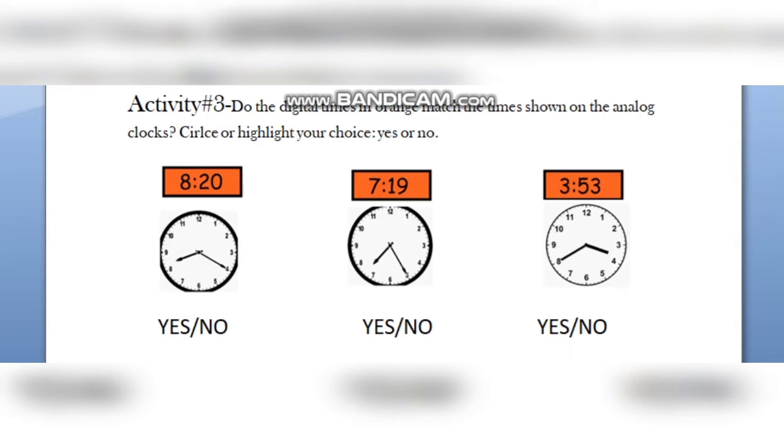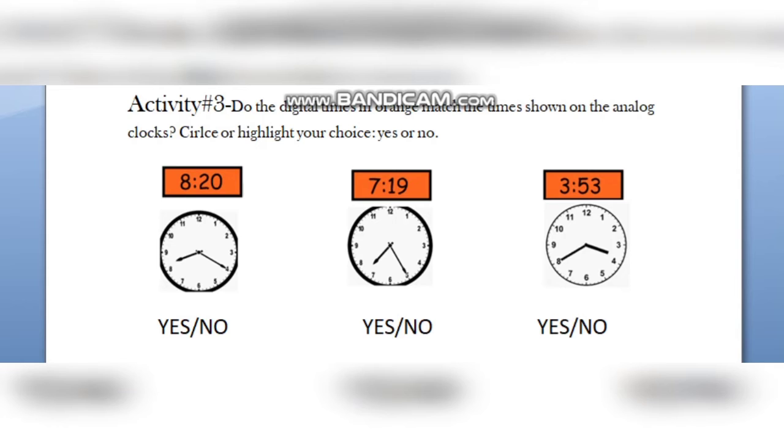Okay, activity 3, you have to figure out if the digital times in orange match the time shown on the analog clocks. And then you can circle it, or if you want to use a color here to highlight your choice, yes or no, you can do that. So let's look at the first one on the left-hand side.